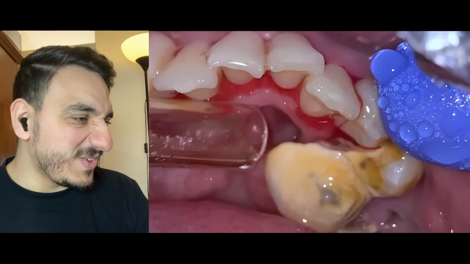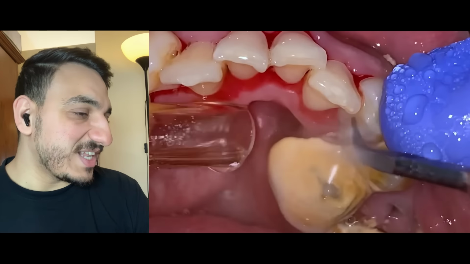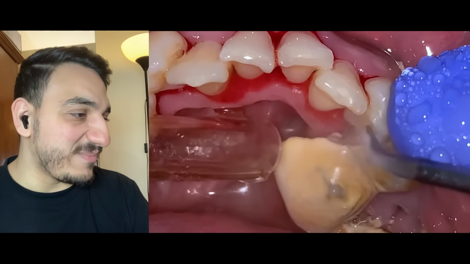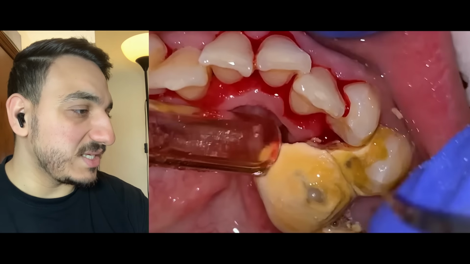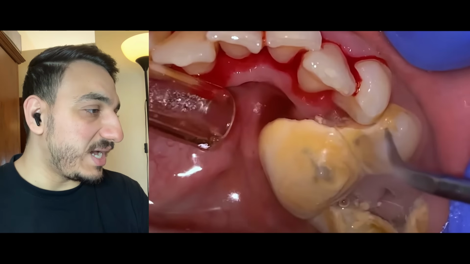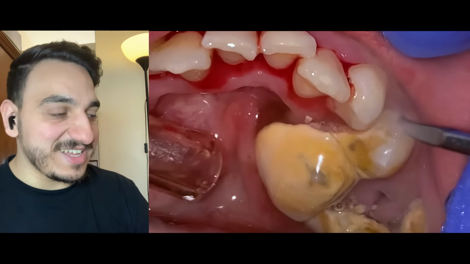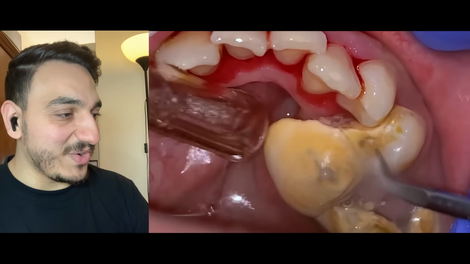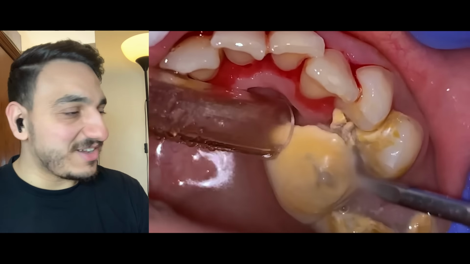We're getting close to that huge piece of calculus. Let's see what's going to happen. It looks like it's covering some tooth structure in there, or at least that is what I can see for now. The operator here is definitely not messing around. They're going toward that huge piece of dental tartar.